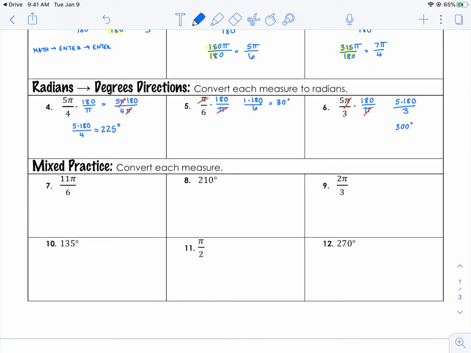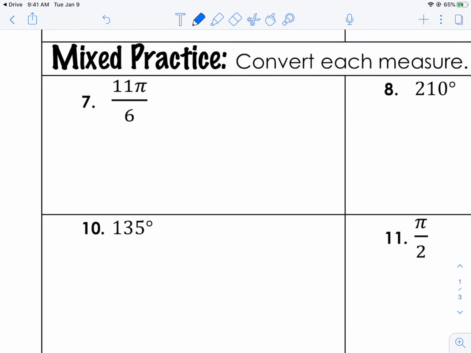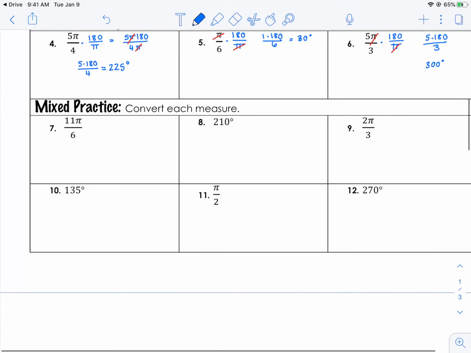Okay, then we have a mixed practice. So it's kind of just, if it's in radians, convert it to degrees. If it's in degrees, convert it to radians. So what I'm going to do is I'm actually going to let y'all do 7 through 12 on your own and submit your answers on Edpuzzle. And then y'all can check with mine, okay?